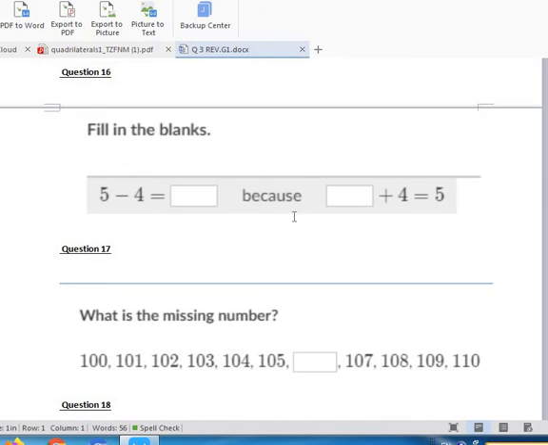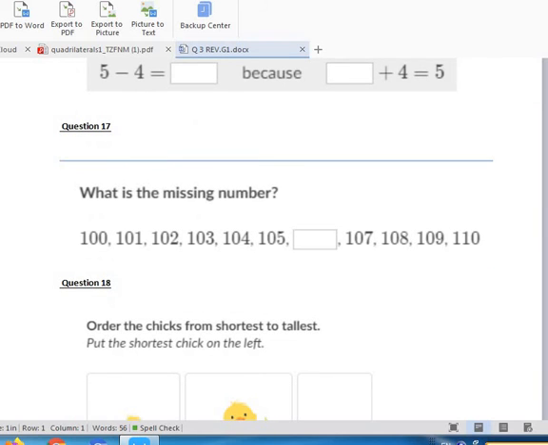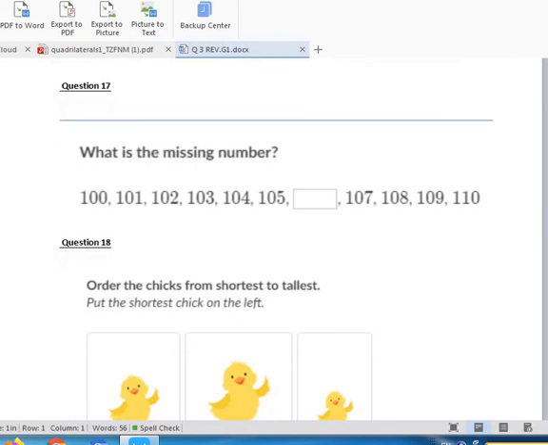Question 16. 5 minus 4 equals 1, because 1 plus 4 equals 5. If you count it on your fingers, 1 and 4 will give you 5. So subtracting 4 from 5, or 4 less than 5, will give you just 1 on your fingers. Okay, do it on your fingers.